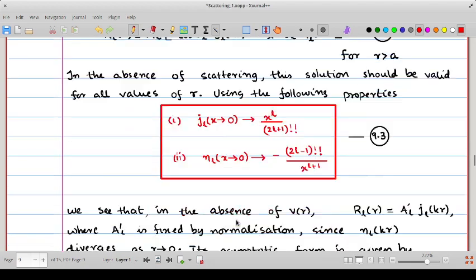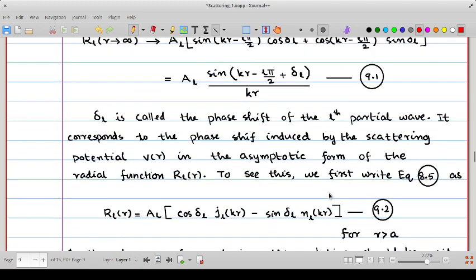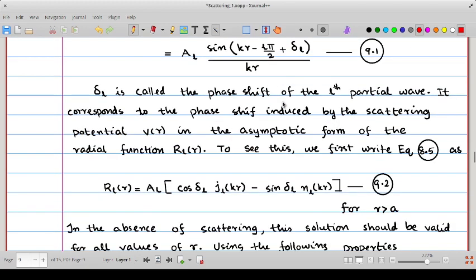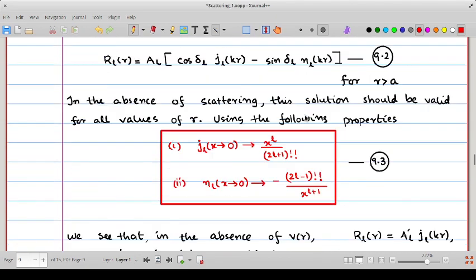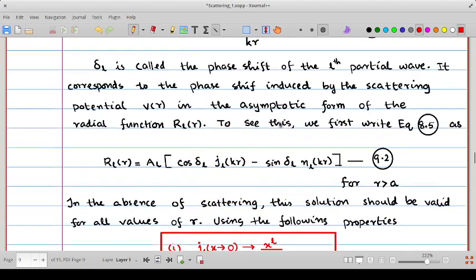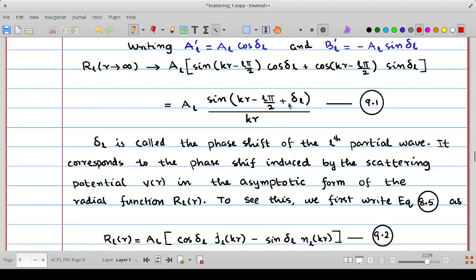And comparing this equation 9.4 with 9.1, we see that the asymptotic form of the solution corresponding to when the scatterer was present is shifted in phase by a factor of delta L from the solution when the scatterer was not present, and therefore this factor delta L can be identified as the phase shift introduced by the scatterer, the scattering potential.